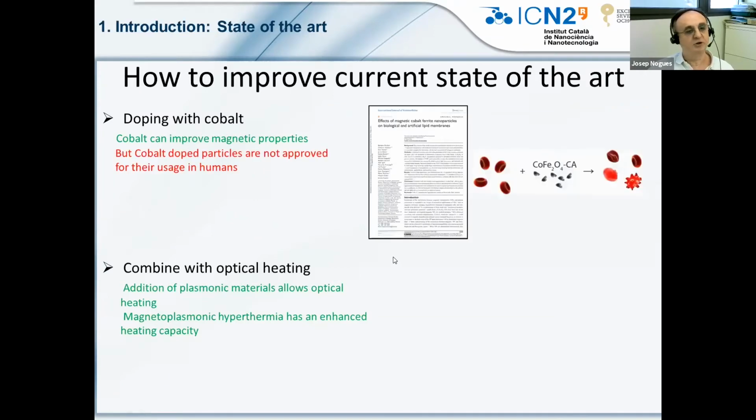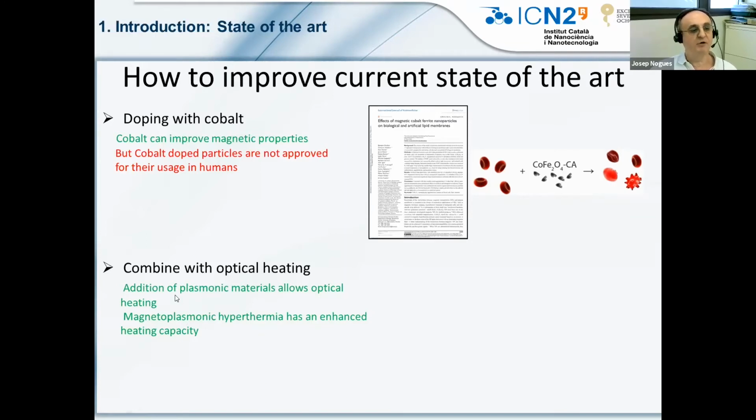However, things are not as good as they look, because first, cobalt has not been approved to be used in humans. And there are studies that show that adding cobalt in biomedical nanoparticles can lead to destruction of the cell. So you have to be careful when you use cobalt in your biomedical nanoparticles. Iron oxide is the only magnetic material approved by the FDA and the European Medicines Agency to be used in humans.